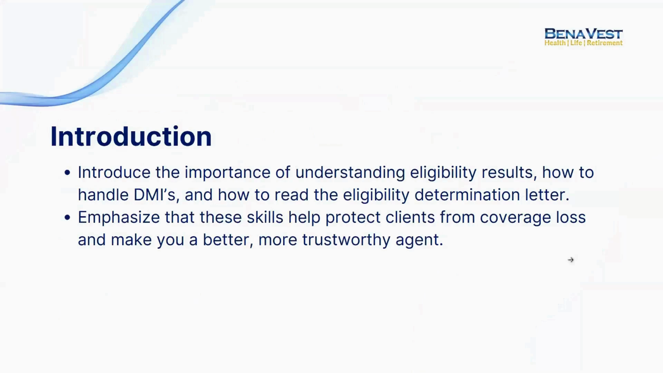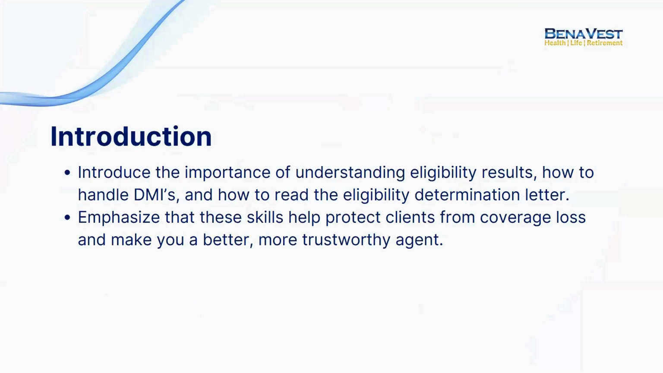So the main goal of this is for you to understand the importance of understanding eligibility results, how to handle a DMI, and how to read the eligibility determination letter. And then these skills are supposed to help protect clients from coverage loss, make you a better, more trustworthy agent. So that is our goal for the meeting today, and hope that you will take at least something new out of this if you haven't.